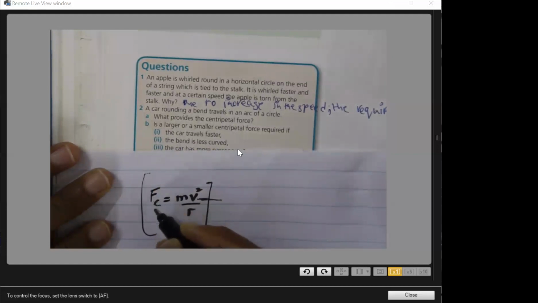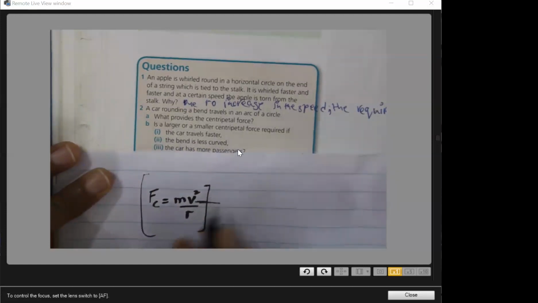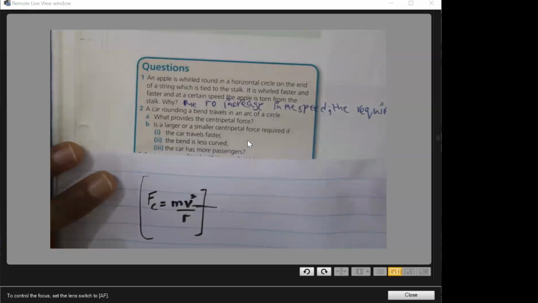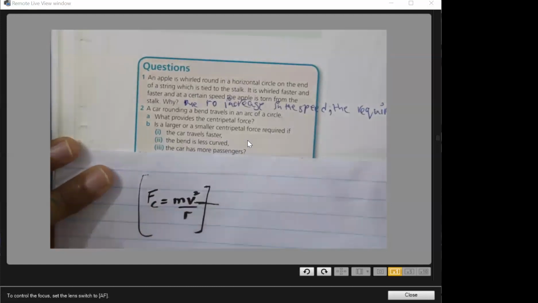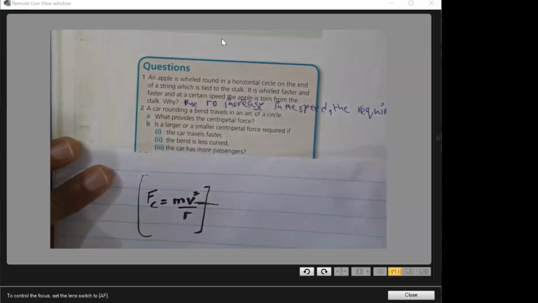Miss, if a car travels fast, centripetal force is needed. Bigger, larger, right? Okay, if the bend is less curved, less centripetal force. Okay, and explain why.